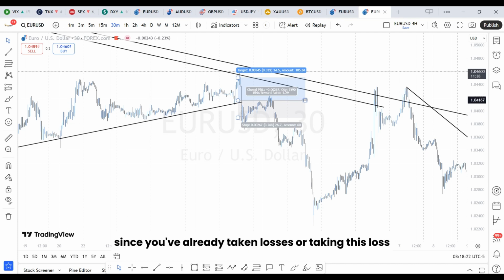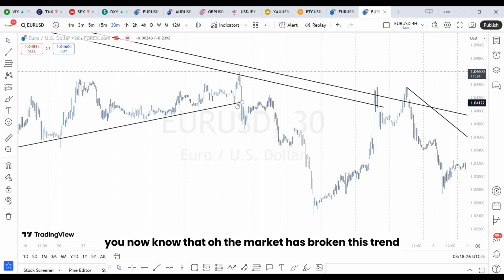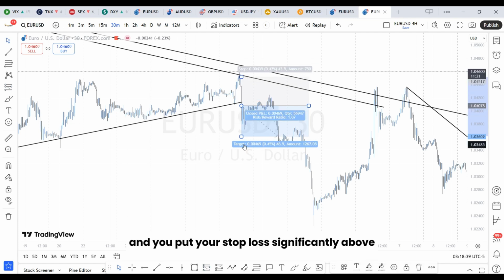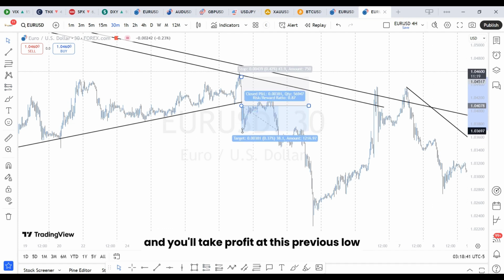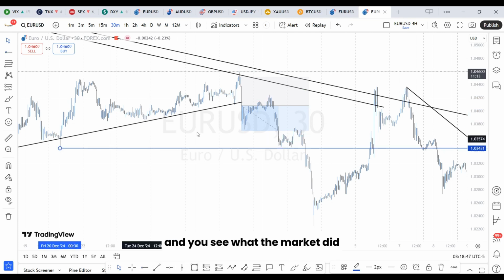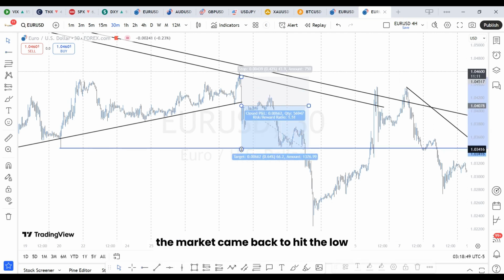But now, since you've already taken this loss, you now know that the market has broken this trend. You now want to trade a trend line breakout strategy. So you can choose to either trade it immediately after the market breaks out the trend, and you put your stop loss significantly above and your take profit at this previous low, or you can target this low here as your take profit. And you see what the market did. The market came back to hit the low.